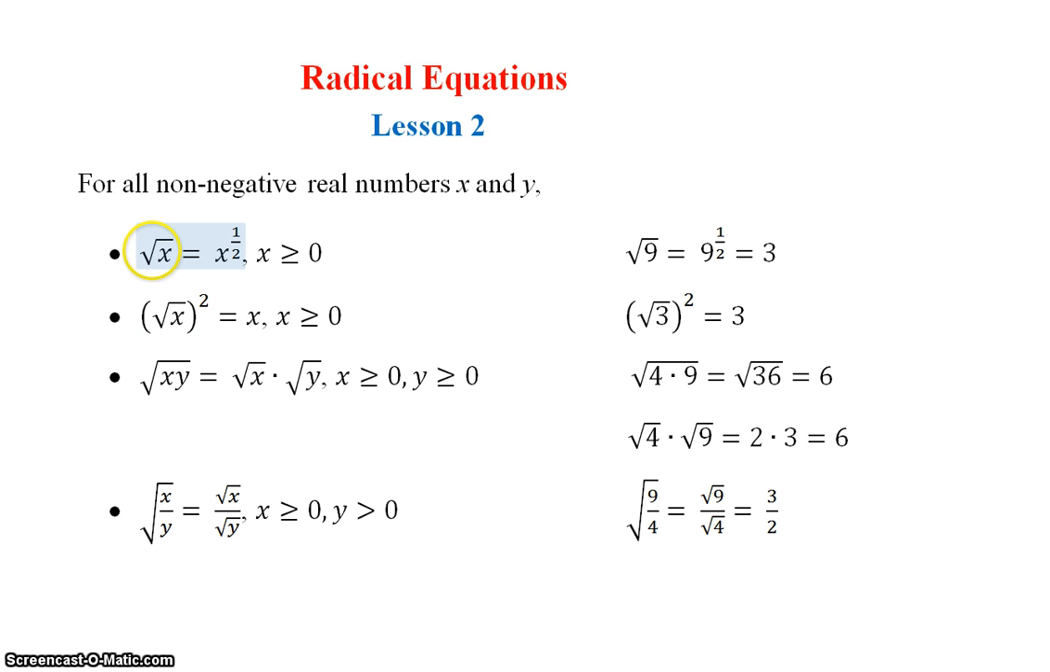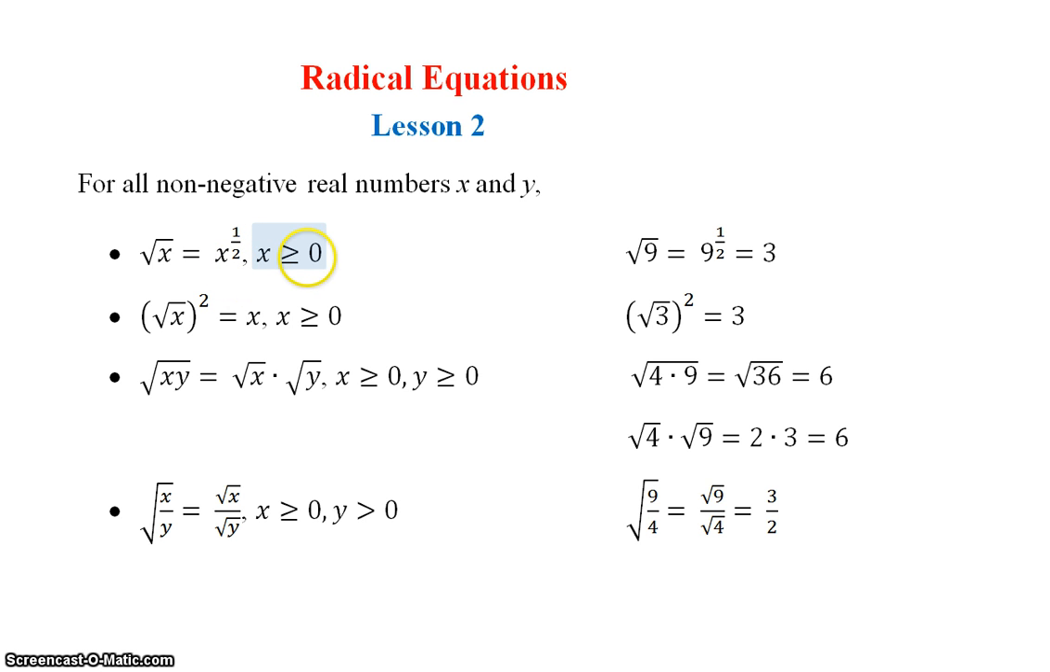Square root of x we can rewrite in exponential form as x to the power 1 over 2. Because x, which is under the square root sign, is raised to the power of 1, the numerator of the exponent 1 over 2 is 1. The index of the root is 2. This is the denominator of the fraction 1 over 2. Because we have in the left side square root, it means this is the root of index 2.